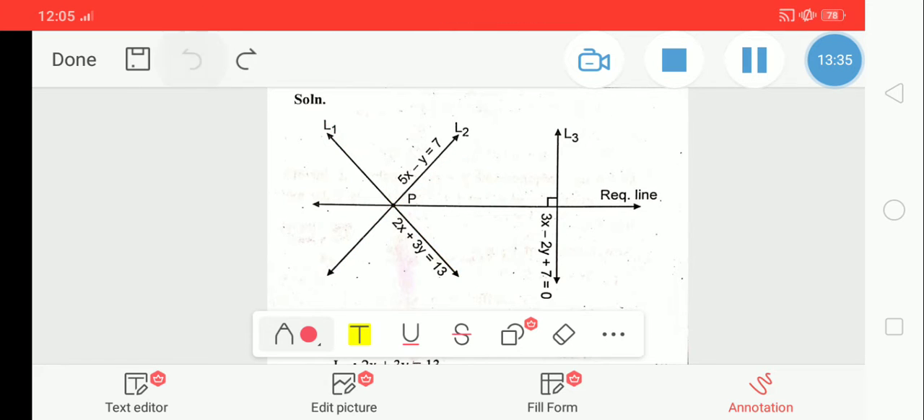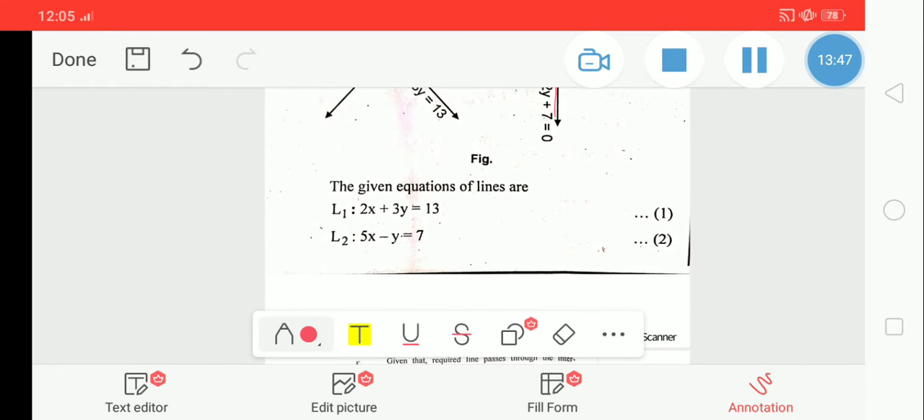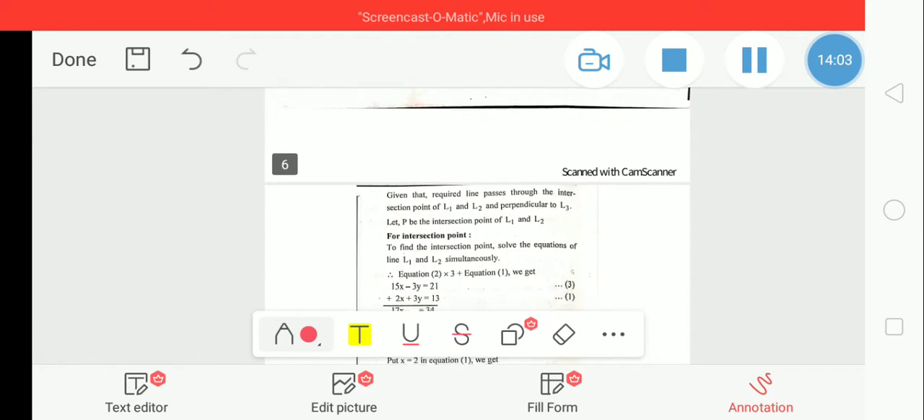So we want the line passing through the intersection of two lines and perpendicular to another line. So this line is this one. The required line is what we want to find. The given equations of the lines are L1 and L2. L1 is 2x plus 3y is equal to 13, and L2, the other line, is 5x minus y is equal to 17. So equation 1 and 2.